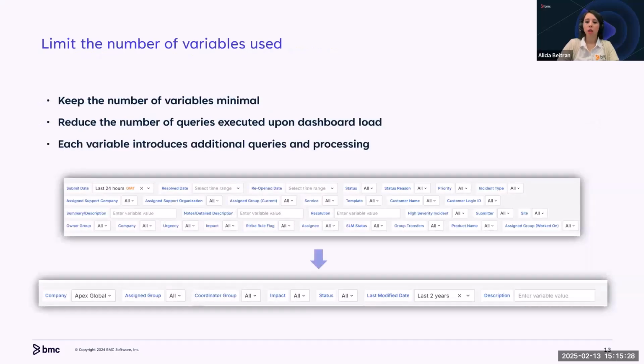The next suggestion is to limit the number of variables that we use. We can optimize the dashboard performance by keeping the number of variables minimal, as it reduces multiple query executions during dashboard load and decreases processing overhead for improved efficiency.